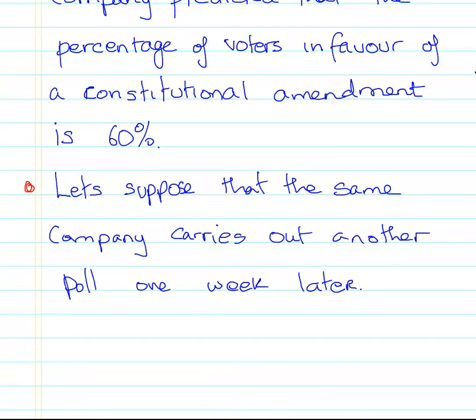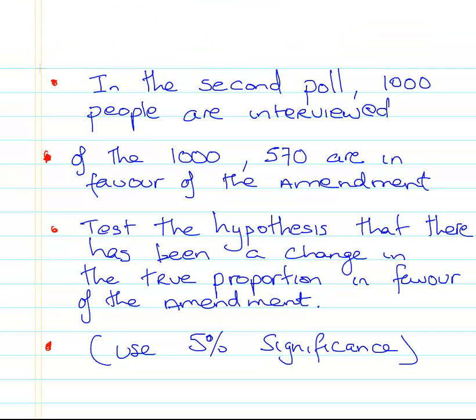Now let's suppose that the same polling company carries out another poll 1 week later. So things have changed over the week. We want to run the poll again and see has there been any change. Let's start off with the basics here. 1,000 people were interviewed. That gives us our sample size. N is equal to 1,000, and of the 1,000 people, 570 are in favor.